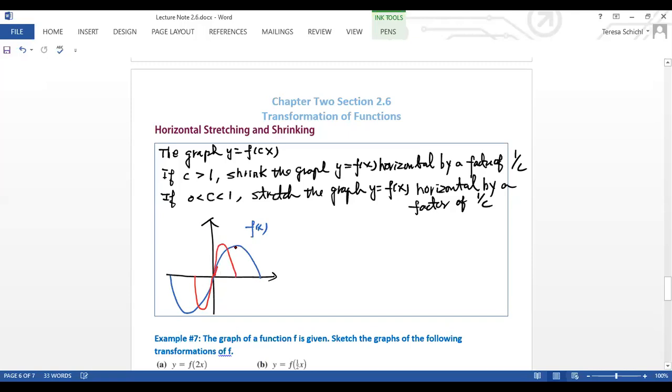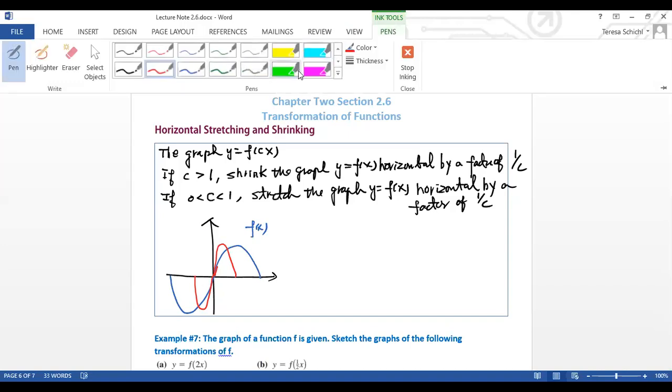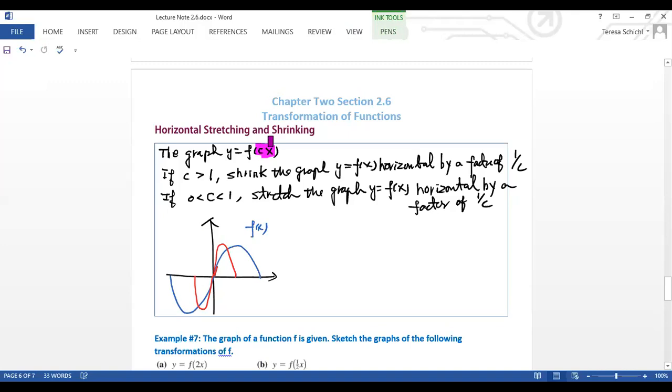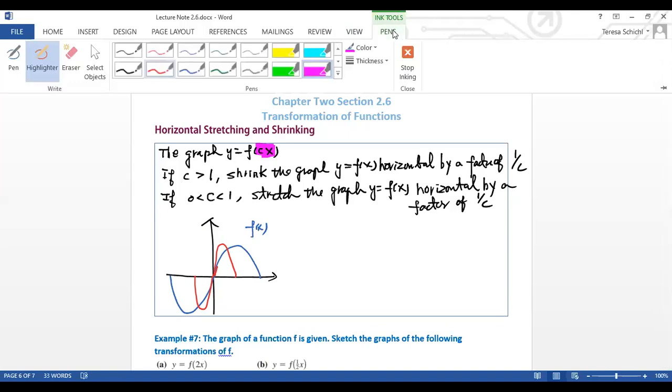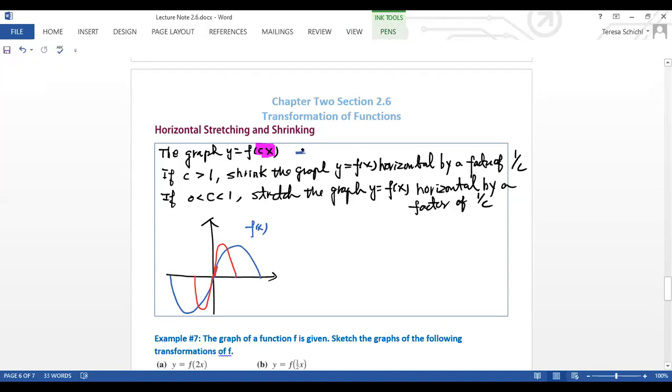So the way we think about that is, how much should I shrink here? So basically you say, okay, so this is cx, right? So you say cx equals 1. So that's why the x here will be 1 over c, right? So if it's 2x, that means I shrink by half, right?